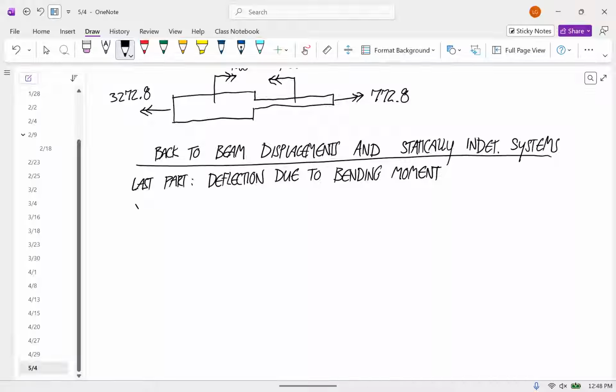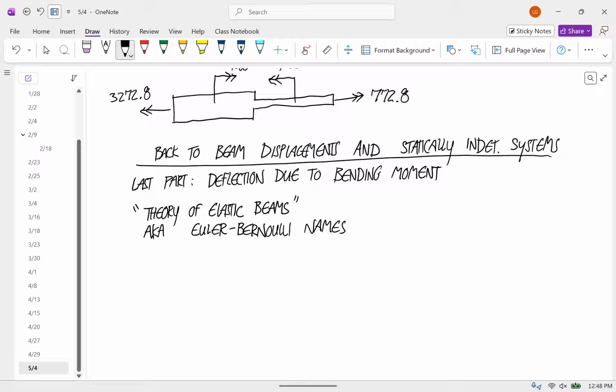Okay, so this is going to depend on the theory of elastic beams. These are also known, by the way, as Euler-Bernoulli beams. Those are two good math guy names. If you ever don't know the name of an engineering thing, Euler is a good guess.